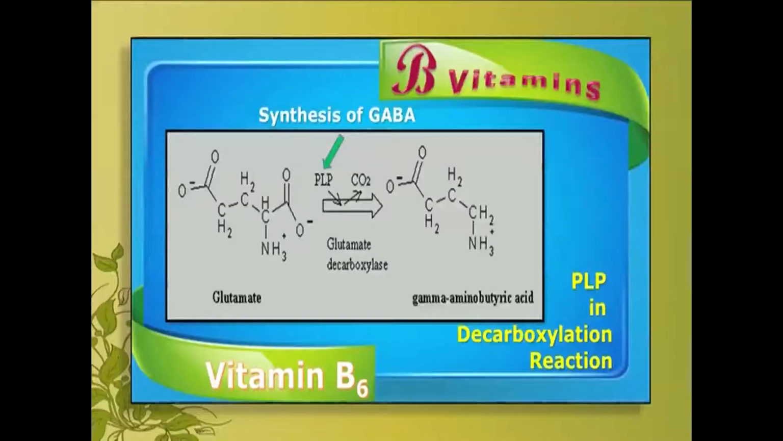This reaction shows synthesis of GABA or gamma aminobutyric acid, the inhibitory neurotransmitter. It's a decarboxylation reaction catalyzed by the enzyme glutamate decarboxylase, which requires PLP, and a molecule of carbon dioxide is released, and glutamate gets converted to gamma aminobutyric acid or GABA, an inhibitory neurotransmitter.